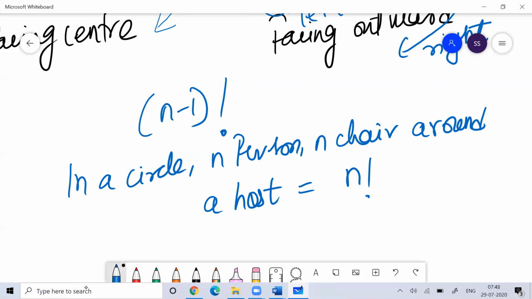If the host is not there, then there's a problem. But if the host is there, then you can define that in a circle, n persons and n chairs around the host. Because the host is there, you can define left and right on the basis of the host, and so the answer would be n factorial. Because the host is there, that's why no n minus 1. Before it was n minus 1 factorial because no one was sitting.